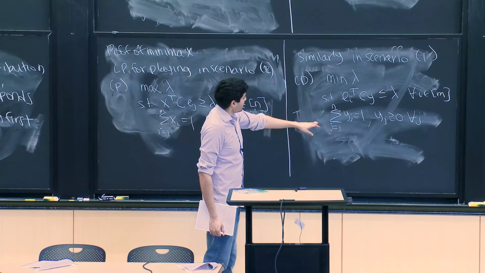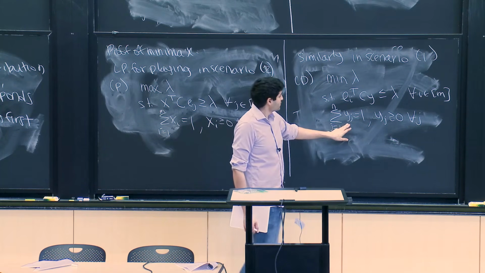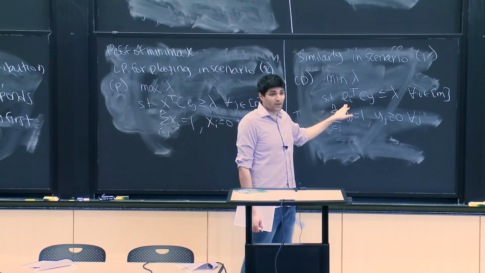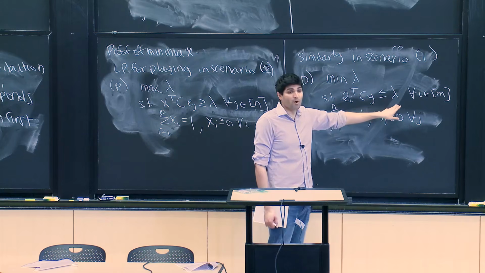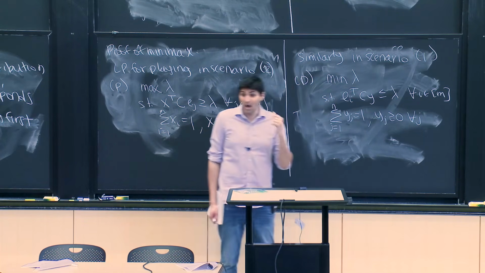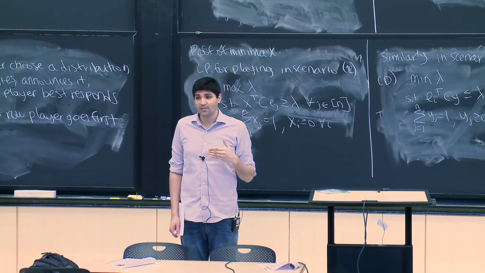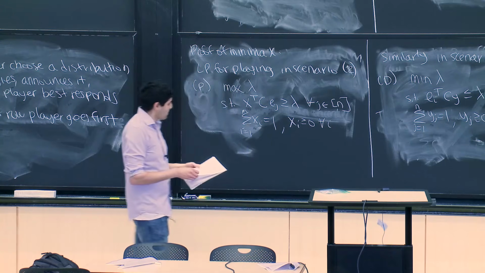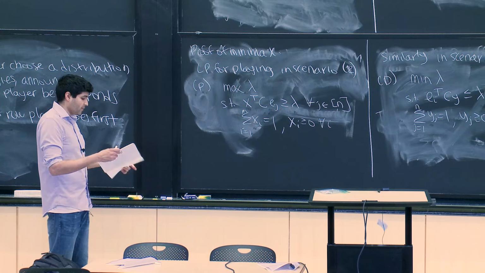And so here it's the same type of thing but in reverse. My column player is going first. My column player is choosing a strategy so that no matter what the row player does, I can guarantee that in expectation I lose at most lambda dollars. And I want my lambda, my upper bound on how much I lose in expectation, to be as small as possible. It could even be negative if I win dollars in expectation. So these are the two LPs.